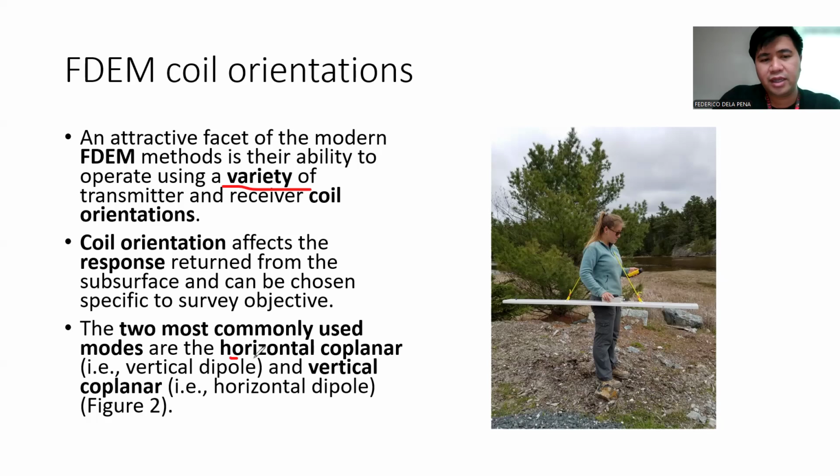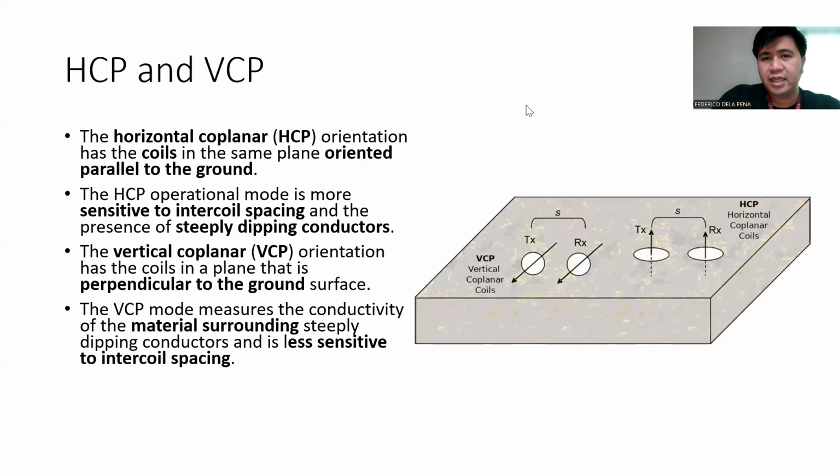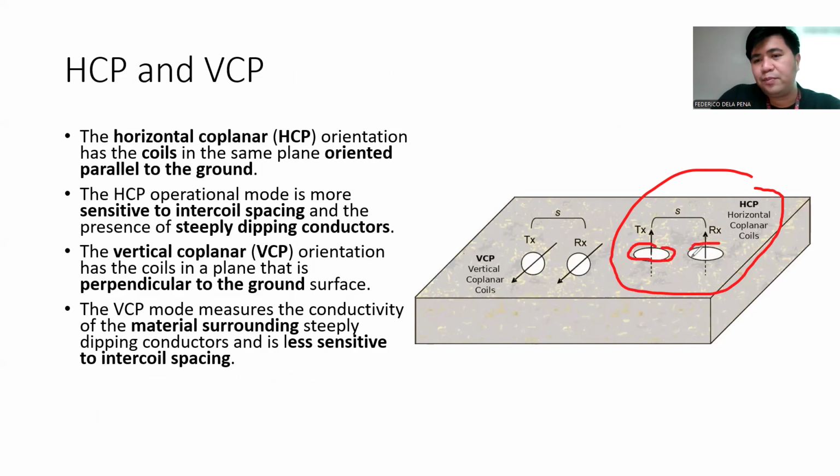You can change the orientation of your transmitter and receiver coils depending on your desired depth of survey or desired sensitivity. And the most common orientations are the horizontal coplanar and the vertical coplanar. Okay. They're also called vertical dipole and horizontal dipole orientations, right? For horizontal coplanar, you're simply orienting the loop parallel to the ground. Okay, so you're just resting the loop horizontally. For VCP or vertical, you are orienting the loop vertically.